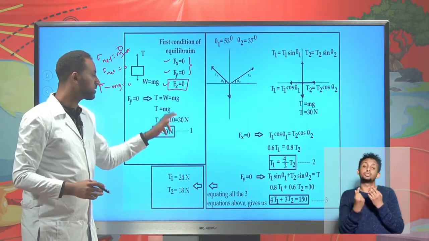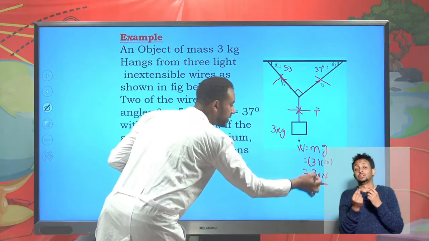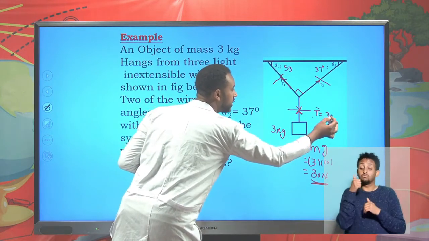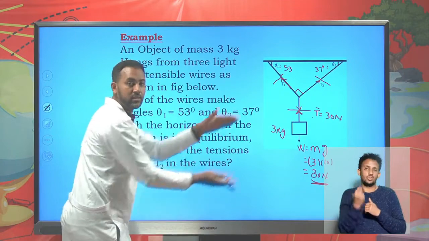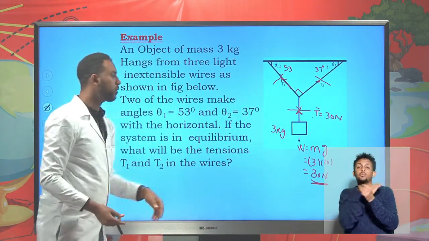So the tension is the weight itself. Previously, we found the weight is 30 newtons. This 30 newtons is counterbalanced by the tension here, so the tension itself should be 30 newtons. Why? This system is in equilibrium, and for it to be in equilibrium, the two forces must be equal.